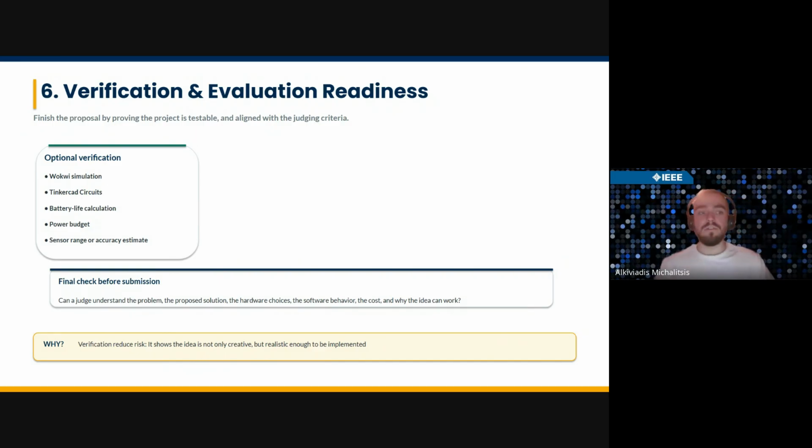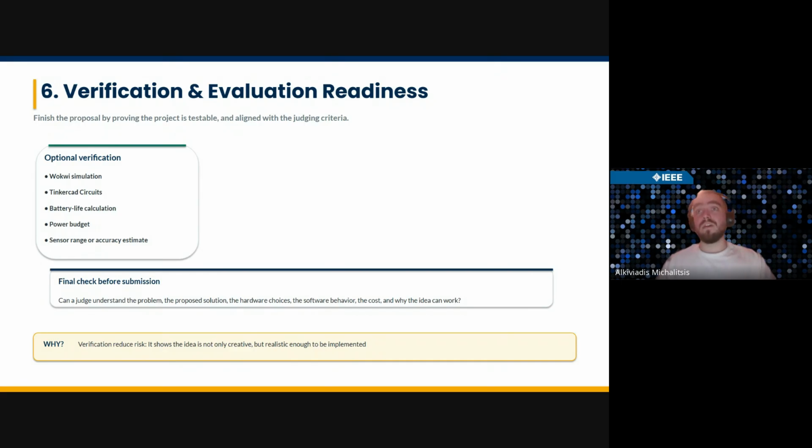So in general, a final check before your overall submission. You should think, can it understand the problem, the proposed solution, the hardware choices, the software behavior, the cost, and why the idea can work? Or you should think, if you put someone who doesn't know your project, can they understand it with your submission completely? When we mean completely, we mean completely. Before even they see it working.